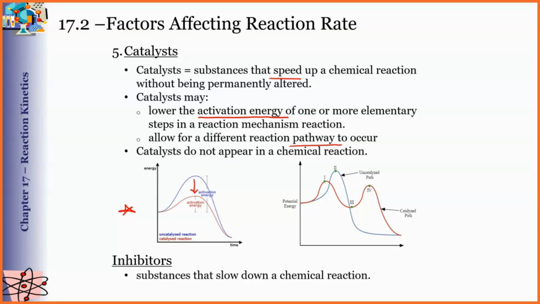The complete opposite of a catalyst would be an inhibitor. An inhibitor is a substance that slows down a chemical reaction.